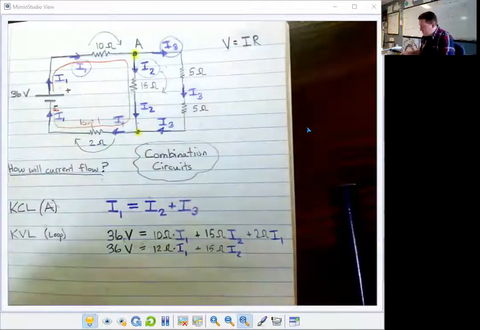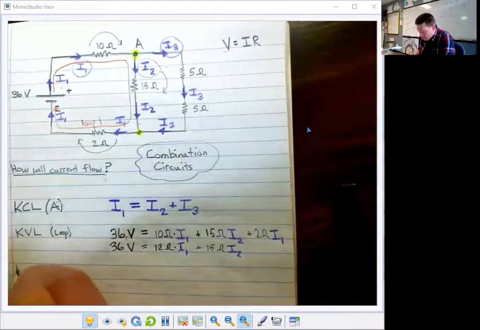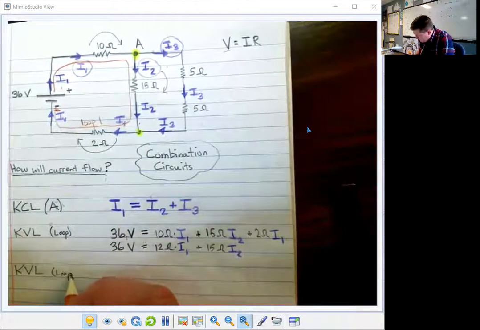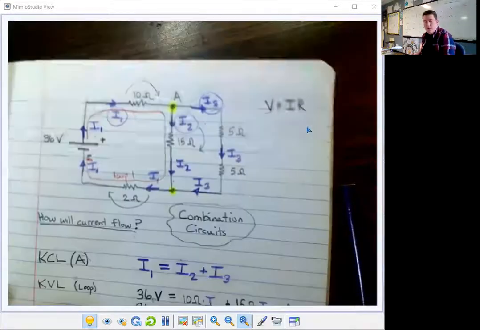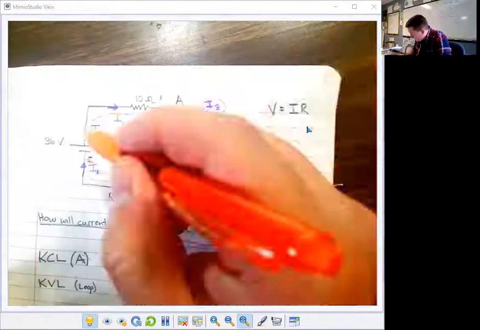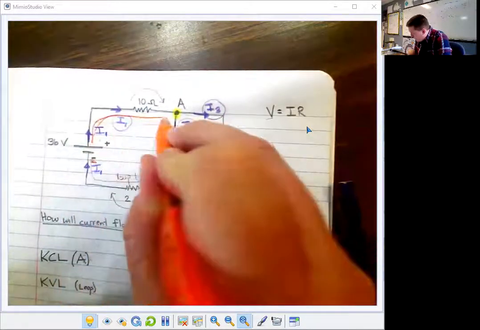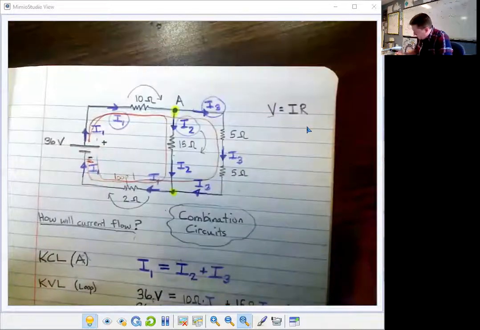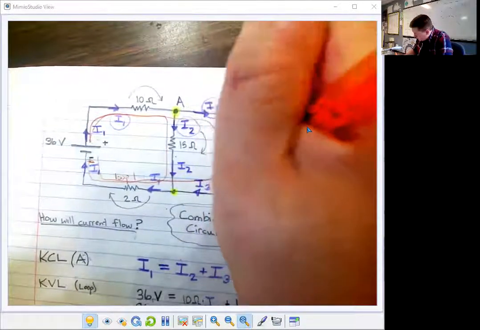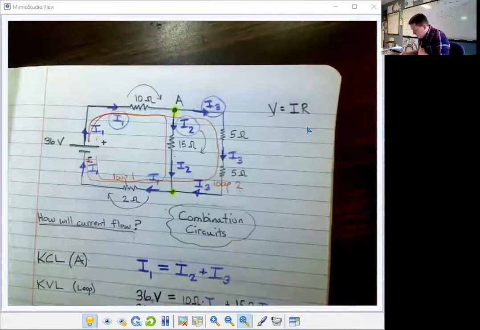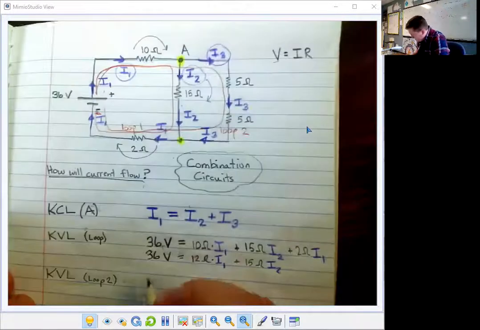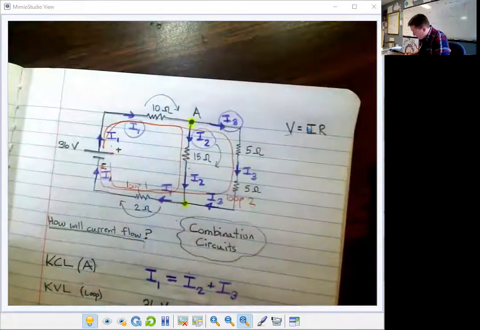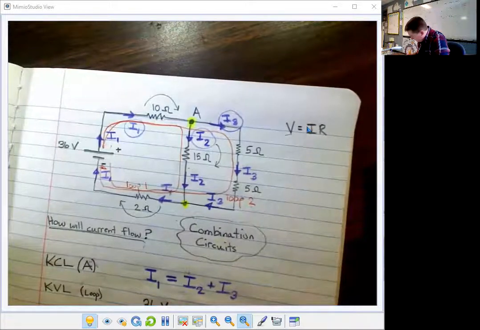Okay, now let's do our next Kirchhoff's voltage law. It'll be loop 2. So I have to once again start at the battery and go with the positive end. And I'm going to go through here, but now I'm going to go along this path back to the battery, right? It's going to be my loop 2. All right, so let's go. All right, the battery is still 36 volts. First voltage drop, just like the first circuit, 10 ohms times I1.